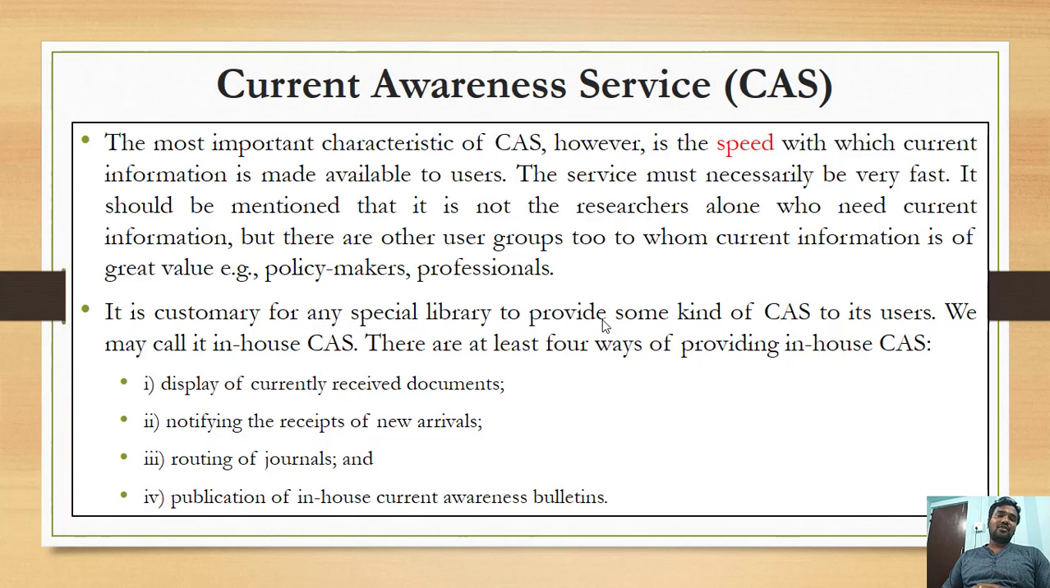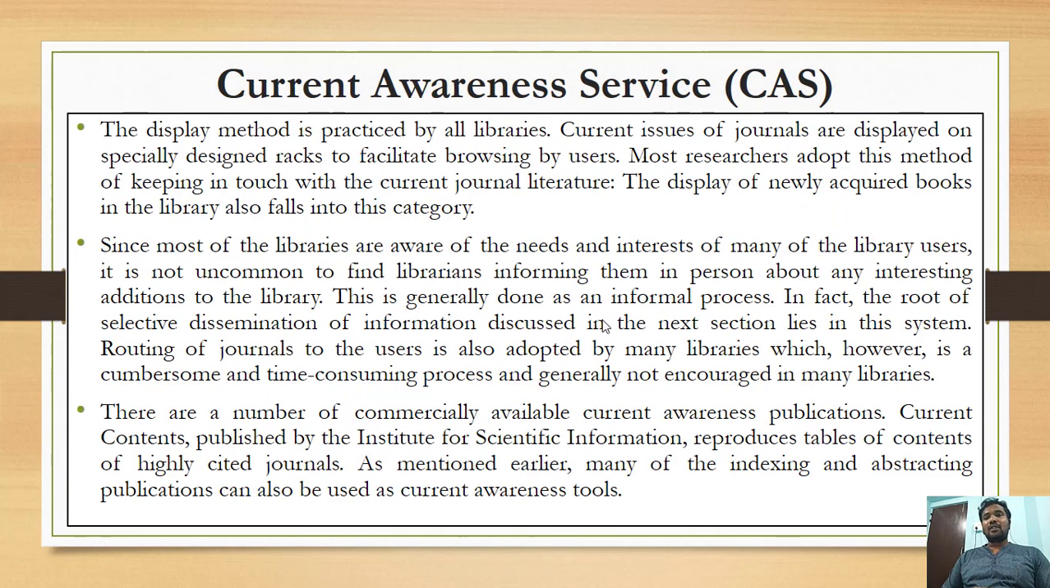There are at least four ways of providing in-house current awareness service. The first one is display of currently received documents in the library, notifying the receipt of the new arrivals, routing of the journals, and the publication of in-house current awareness bulletins. The display method is practiced by all libraries. You go to a library and you will find a few of the books in glass cupboards or open racks or on rotating racks. So they are displayed to you, or just the book jackets are put on the notice boards.